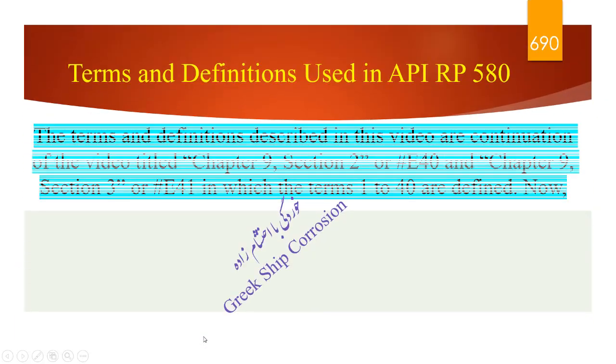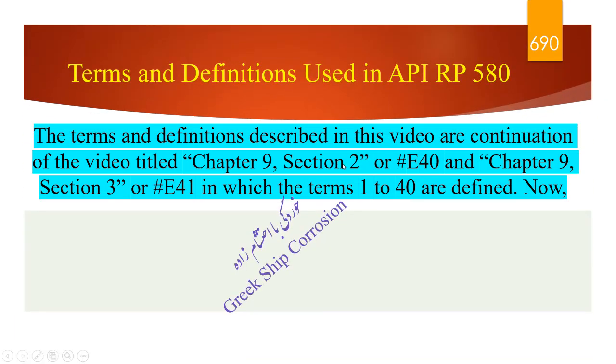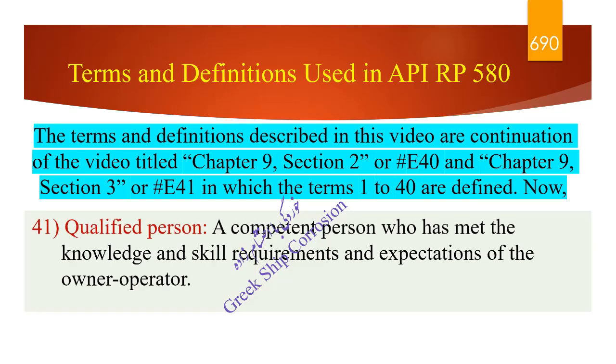The terms and definitions described in this video are a continuation of the video titled Chapter 9, Section 2, or number E40, and Chapter 9, Section 3, or number E41, in which the terms 1 to 40 are defined. Now, 41. Qualified person. A competent person who has met the knowledge and skill requirements and expectations of the owner-operator.